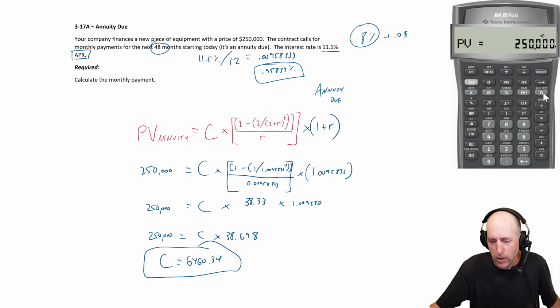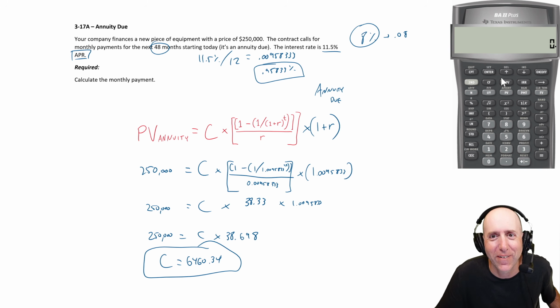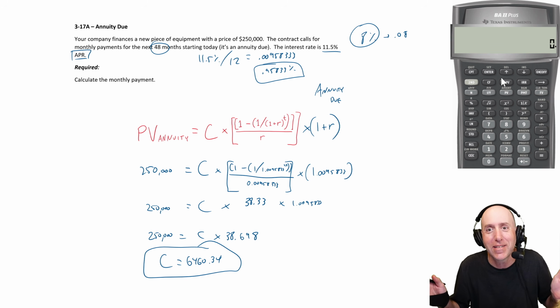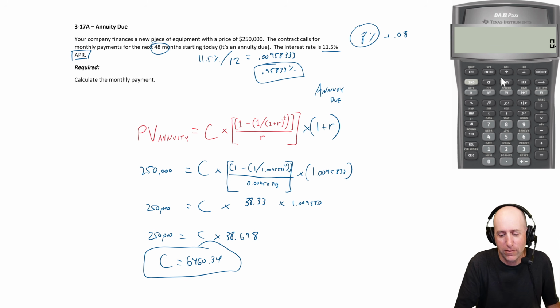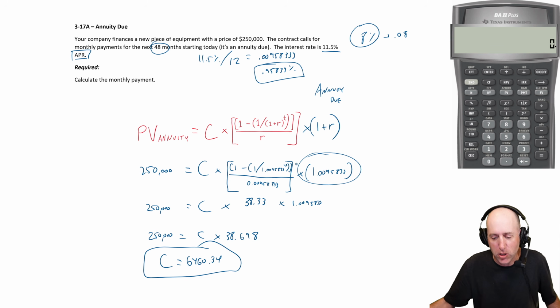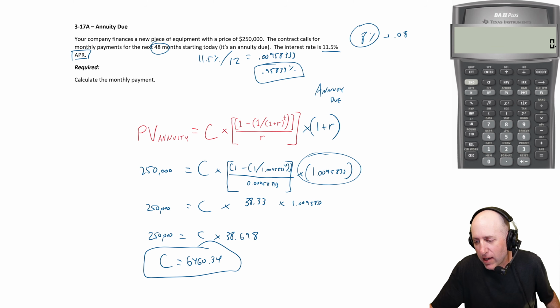That's my I/Y. My PV, we actually know, is positive 250,000. We don't know our payment. Our FV is going to be 0. And now we're going to compute a payment. I almost did it, but I forgot to put on begin. Of course, this is an annuity due. That's a key step, because otherwise we would just be computing the ordinary annuity. So I have to tell my calculator this is an annuity due: second function BGN, second function SET, and then clear.